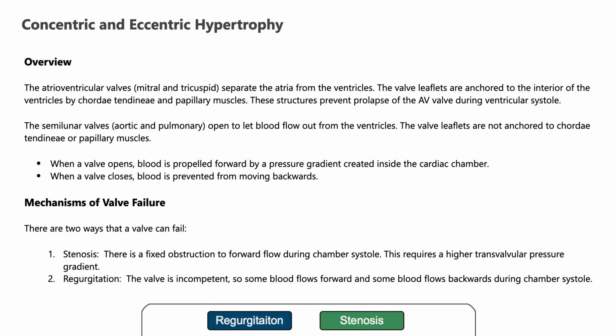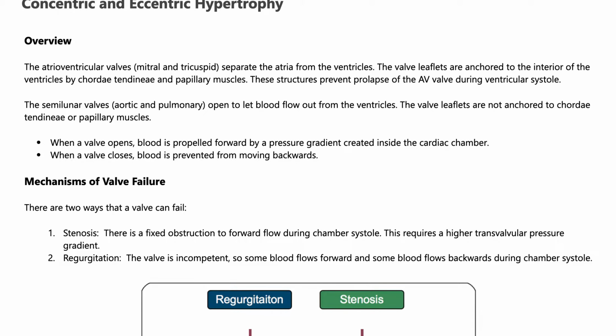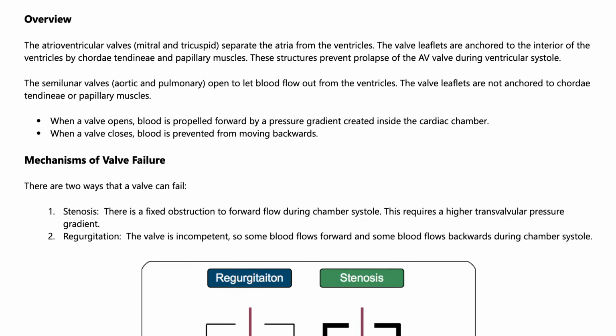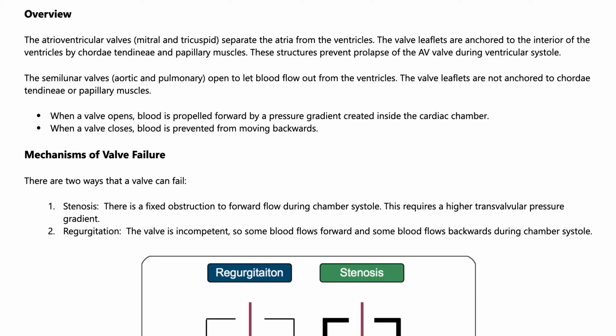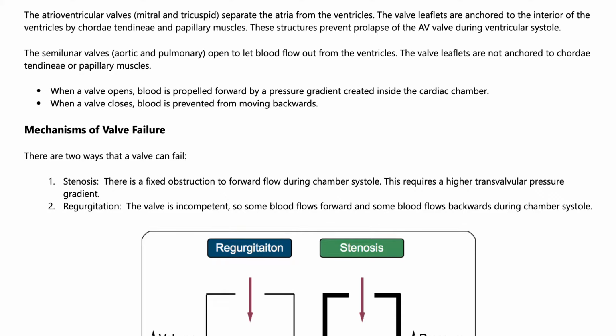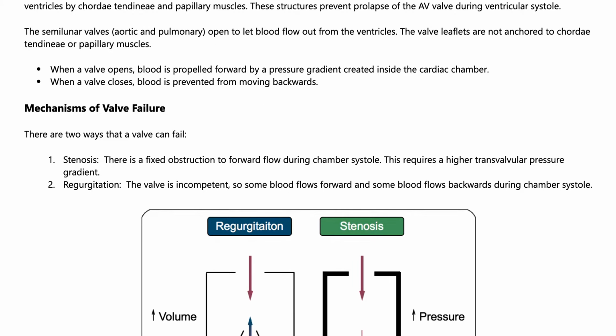The atrioventricular valves, the mitral and tricuspid, separate the atria from the ventricles. The valve leaflets are anchored to the interior of the ventricles by the chordae tendineae and papillary muscles. These structures prevent the prolapse of the atrioventricular valves during ventricular systole. The semilunar valves, aortic and pulmonary, open to let blood flow out of the ventricles. The valve leaflets are not anchored to chordae tendineae or papillary muscle.